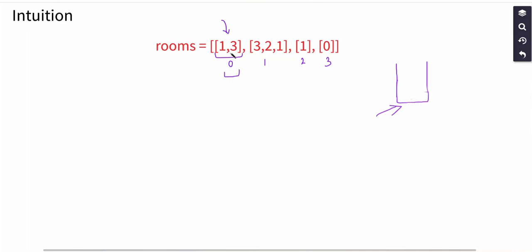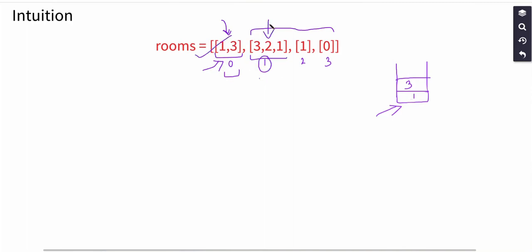standing in room number 0, we have a bunch of keys which we can use to unlock the rooms which are ahead of us. That means we store these keys into our container. So we store 1 and then I store 3. Then I move to my next room. So this room has been visited.